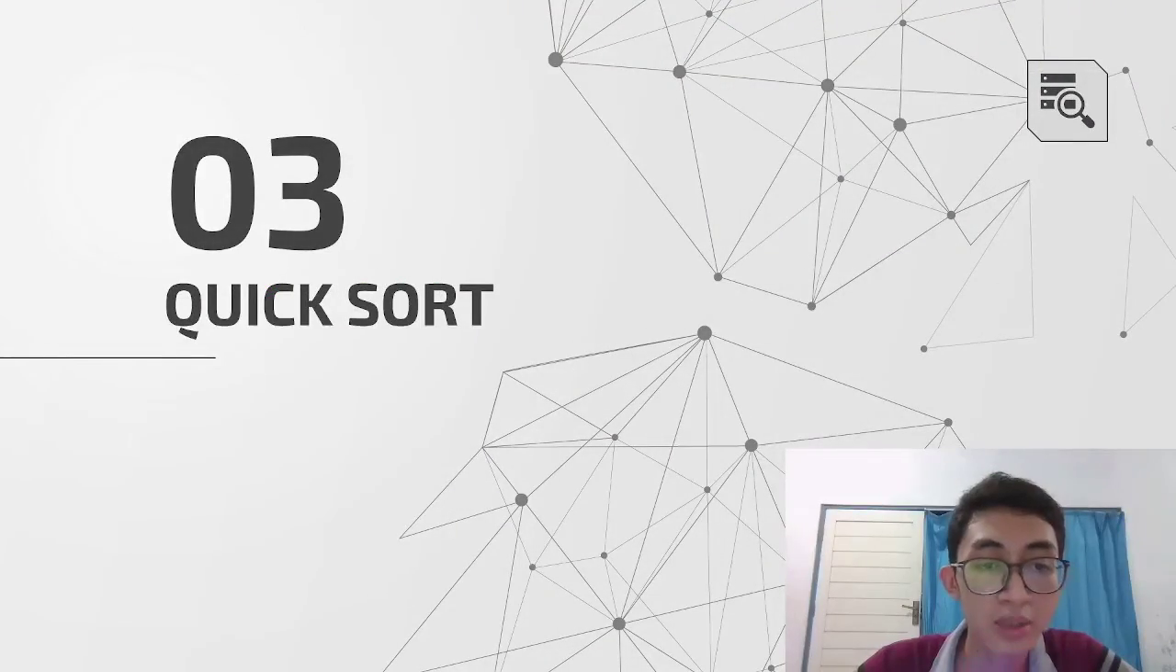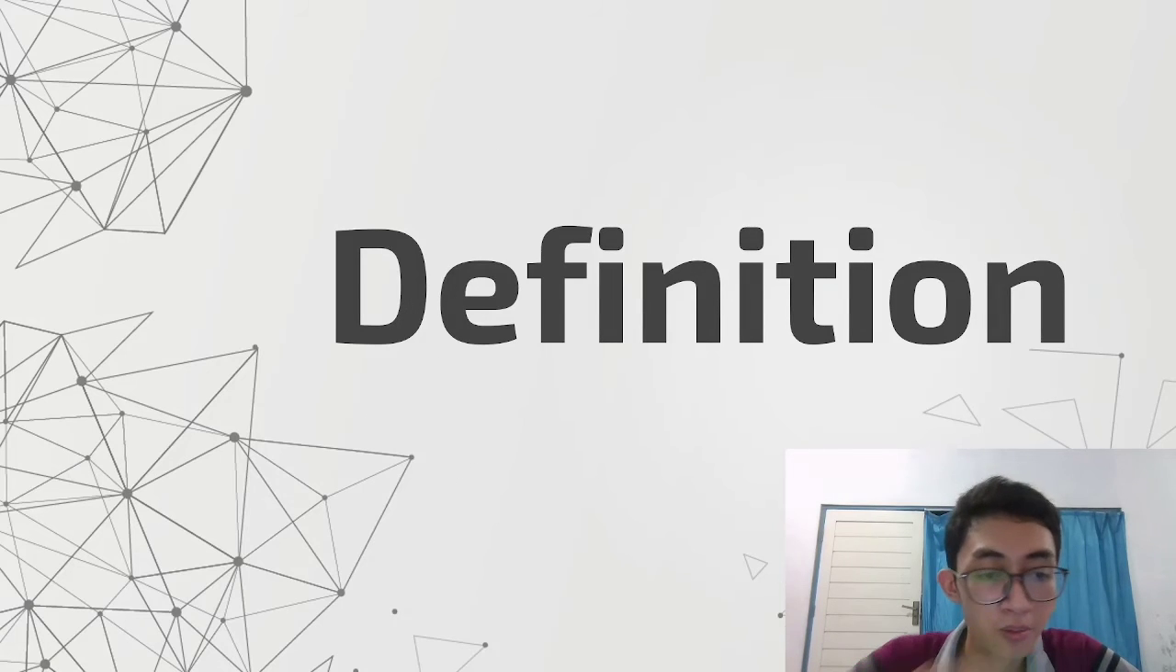The last material is quicksort. What is quicksort? Quicksort is an efficient sorting algorithm that uses divide and conquer. Quicksort will pick an element as a pivot and partition the given array around the pivot. And there are many different versions of quicksort that pick the pivot in different ways.